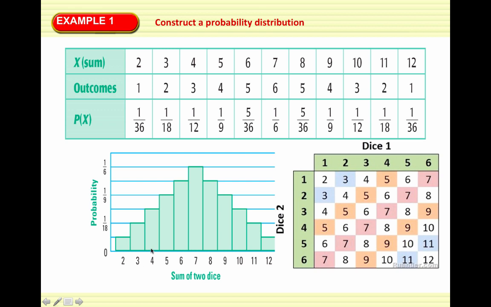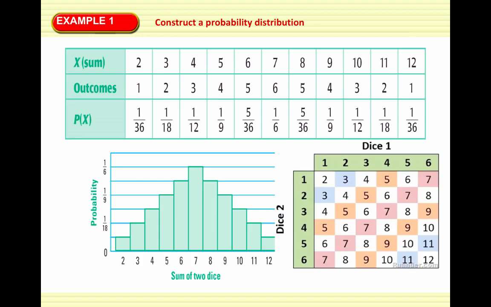The probability for 4 is 1/12, so that goes up to here. That was 3 out of 36, so 3 out of 36 would be right here. And then the probability for 5 is 4 out of 36, or 1/9. Probability for 6 was 5 out of 36, so that's going to go right here. Probability for 7 was 6 out of 36, or 1/6, so that's up here, and then you just continue on to show the whole histogram.